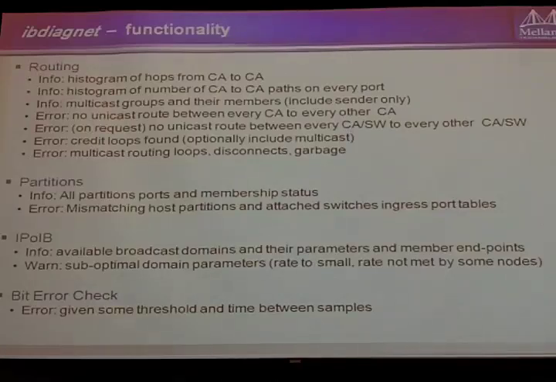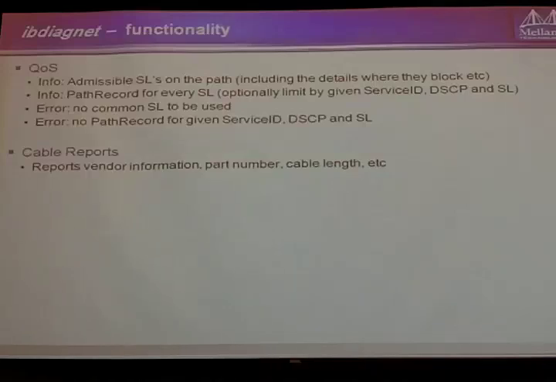And then there have been some new features added to IBDiagnet recently. One is a bit error check. It gives a threshold and time between samples, so you can calculate your bit error rate across your whole cluster. It does QoS checks, so when you set up your QoS, IBDiagnet will make sure you did it properly. And it also gives cable reports. So it can give a complete dump of all of the cables that you have in your cluster. It can give you vendor information, part number, cable length, etc. of your cluster.